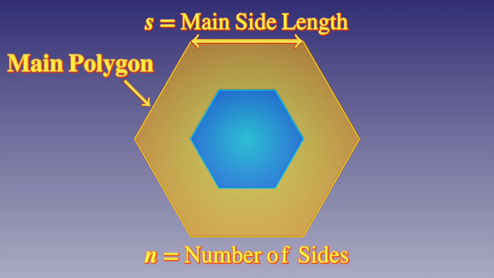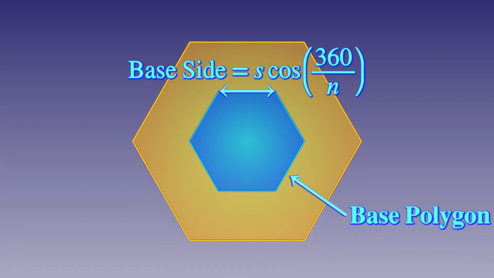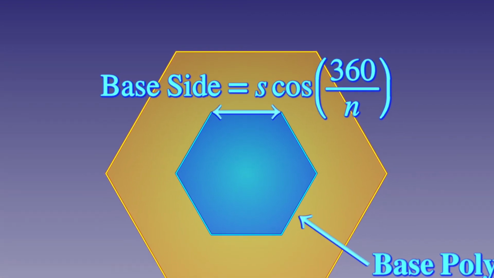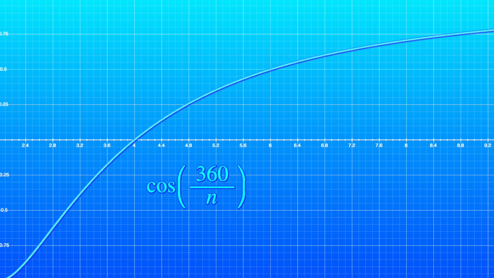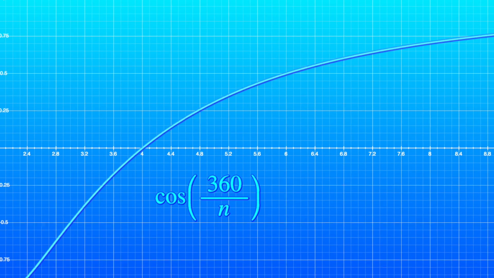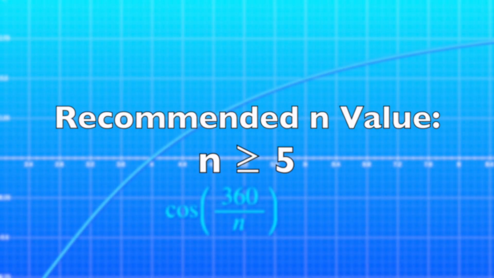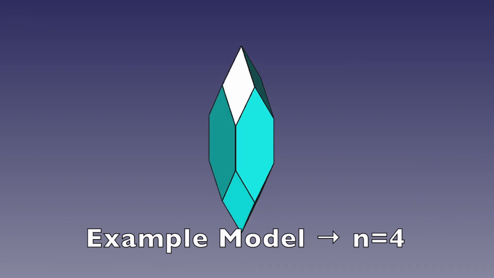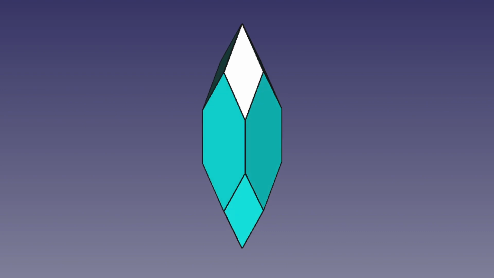From these 2 variables, we can calculate the side length of the base polygon, which is equal to S times the cosine of 360 divided by N, indicating that the base side length relative to the main side length is equal to cosine of 360 over N. The axial separation between the main and base polygons is also dependent upon the chosen polygon. For the choice of the input variable N, I recommend a value of 5 or greater. While it is technically true that you can choose to use an N value of 4, the model will turn out more like a diamond, as it will be lacking a base polygon due to the fact that the cosine of 360 divided by 4 is equal to 0.